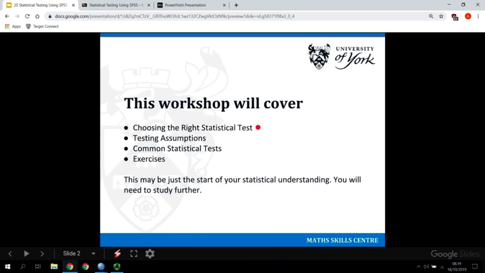The first half of the video we're going to talk about how to choose the right statistical test, and we won't actually be using SPSS to do that. There will be bookmarks so you can jump to any of these sections. And this might just be the start of your statistical understanding. This video won't be able to teach you everything about statistics. So just be aware that you will need to study statistics further.